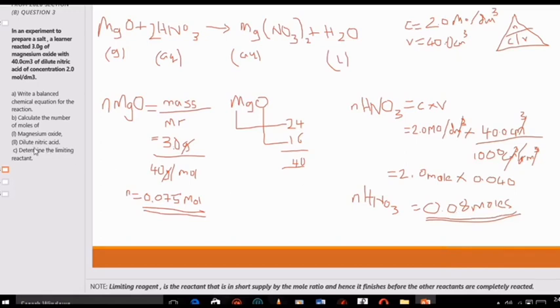So now on C, they are saying determine the limiting reactant. When answering this one, from the moles calculated, the one with the smaller number of moles is the limiting reactant. So between the number of moles of magnesium oxide and the number of moles of dilute nitric acid, the smaller number is the limiting reactant.